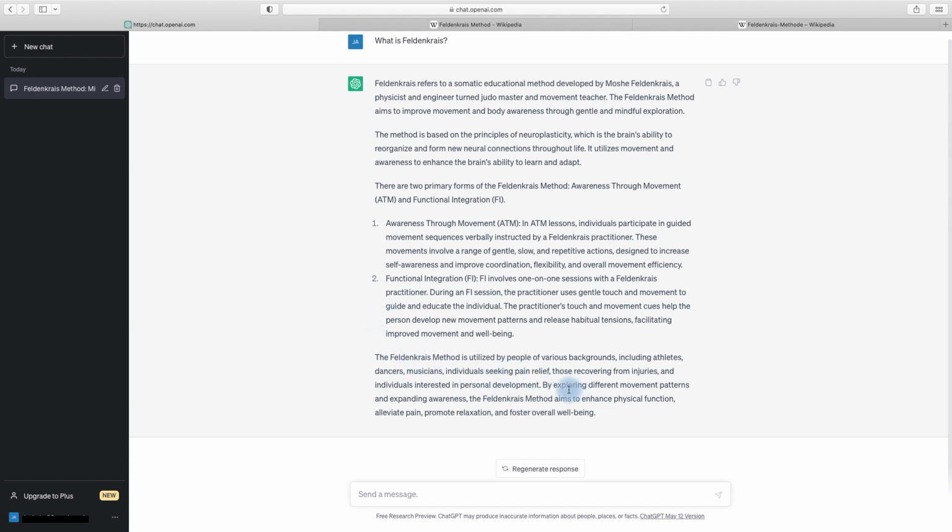The Feldenkrais method is utilized by people of various backgrounds, including athletes, dancers, musicians, individuals seeking pain relief, those recovering from injuries, and individuals interested in personal development. By exploring different movement patterns and expanding awareness, the Feldenkrais method aims to enhance physical function, alleviate pain, promote relaxation, and foster overall well-being. So all in all, I would say this is a pretty good explanation of what Feldenkrais is. So now let's compare this to the Wikipedia article.